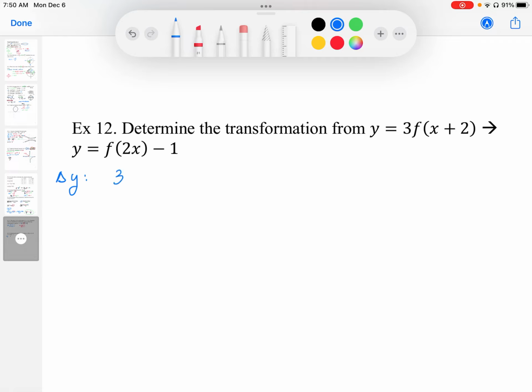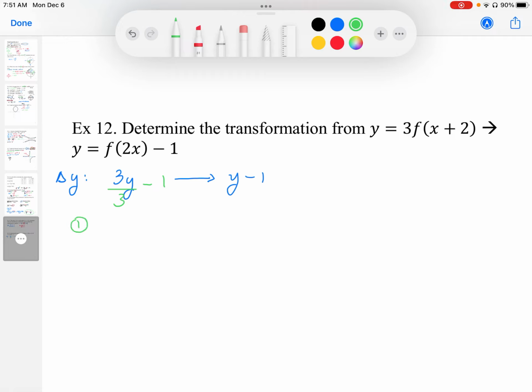So with the y's, it looks like we're starting with 3y, and notice I'm ignoring the inside, x plus 2, and I'm changing that into basically y minus 1. So how am I going to do that? First of all, I want to get rid of, I have a times 3 in the original. I don't have a times 3 in the end. So I want to get rid of that times 3, and I'm going to divide by 3. So now I have y, and I need a minus 1, so I'm going to subtract 1.